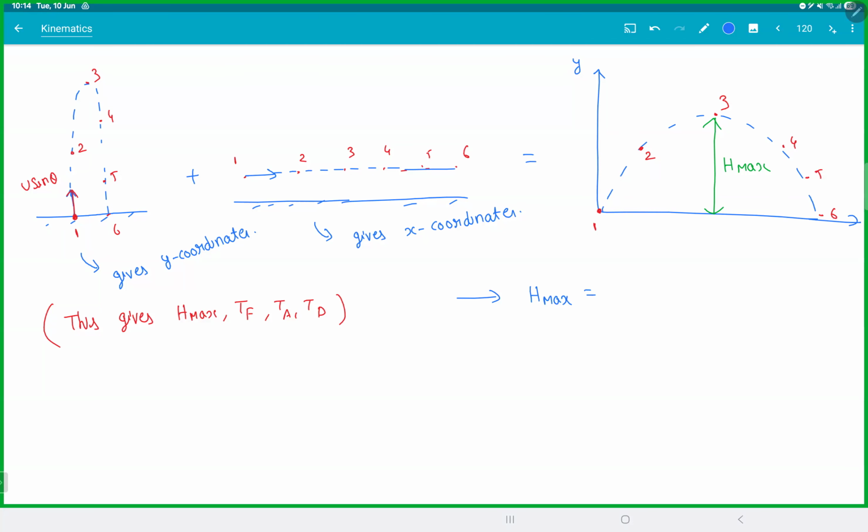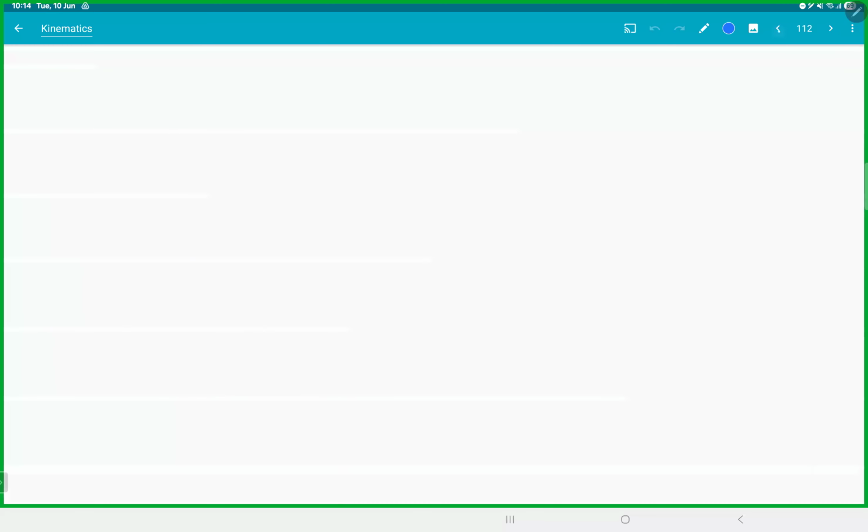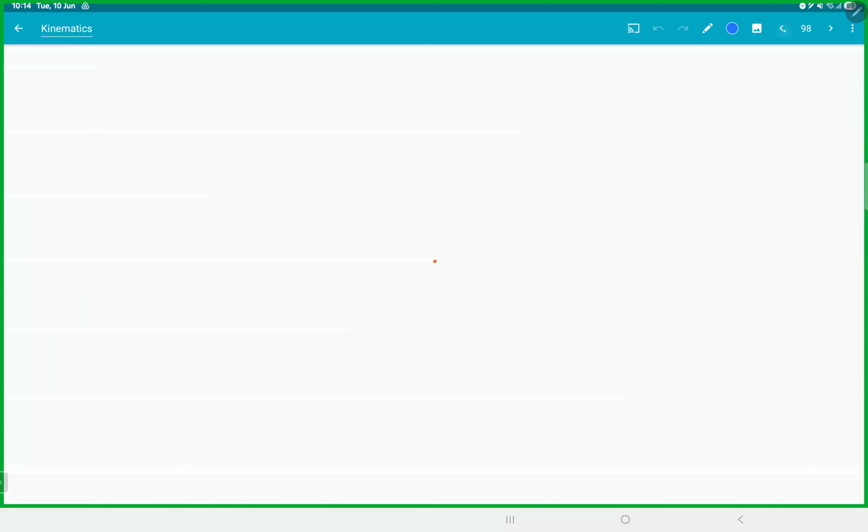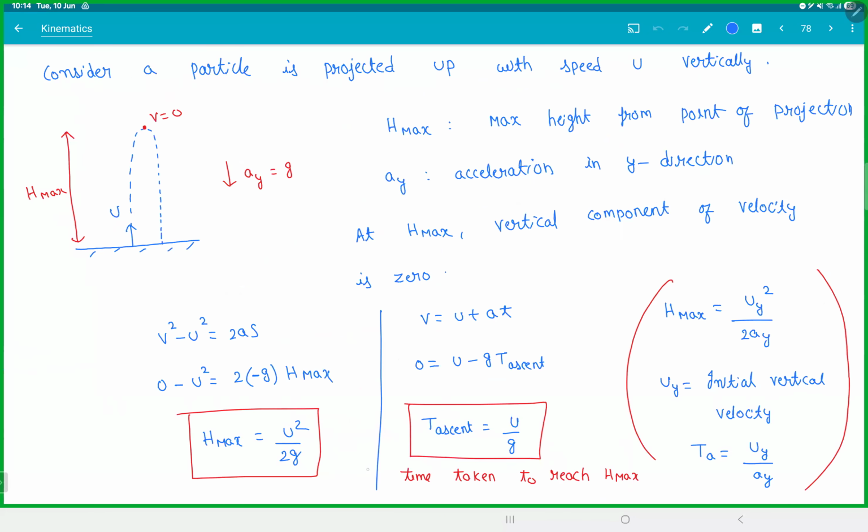So h max depends on the y coordinate. Anyone remember the formula? The formula is uy square by 2ay, only the vertical direction. So u square sine square theta by 2g. Are you guys getting this formula? See, we did this 1D last time. In this, what did I say H max is? H max is u square by 2g. Remember this? I told you this is a better form to write uy square by 2ay.